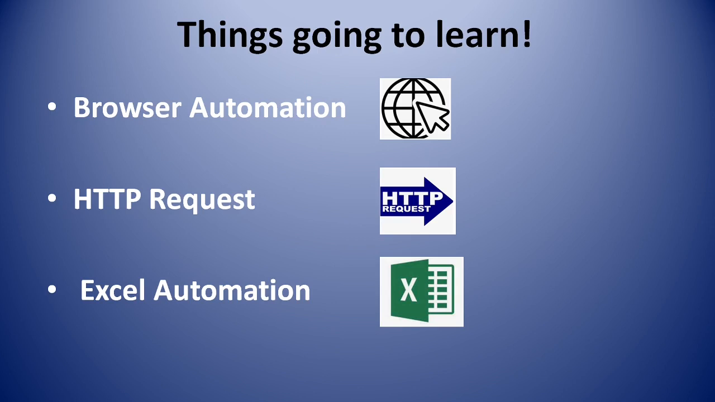So these are things that you are going to learn while doing this tutorial. First, you can learn how you can do the browser automation in a basic way using Robocorp. Next, you will learn how you can use HTTP request activities in Robocorp to download a file from a URL, etc. Next, you will learn how you can do a simple Excel automation using Robocorp.